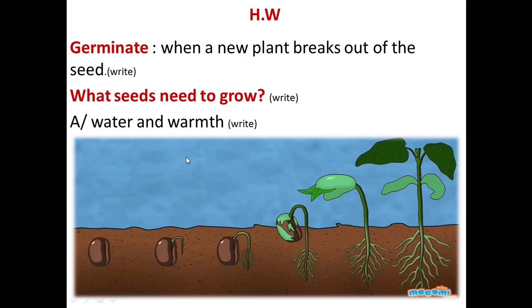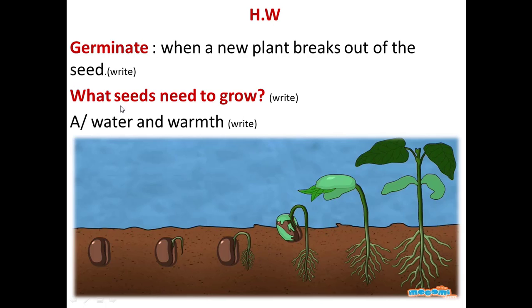And guys, if I ask it to you, what seeds need to grow? Of course, you have to say what? Water and warm. This one is seed. When we put the seed under the ground, and when the seed gains water and warm, it will germinate for a new plant. Okay, so seeds need what? For growing, need water and warm.